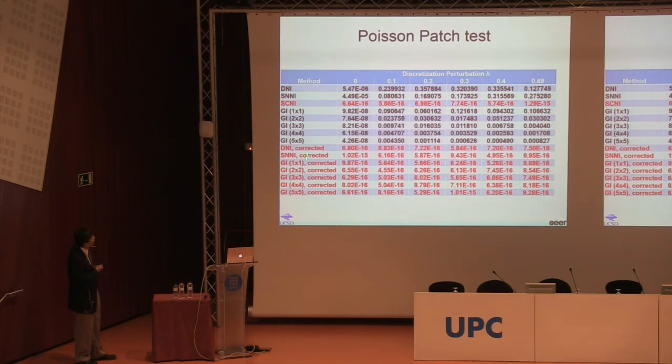The ones with red color are the ones that pass the linear patch test. For example, SCNI, we know that because this one satisfies the divergence condition, by itself it passes the linear patch test for any random point distribution. Whereas direct nodal integration, SNNI, and any Gauss quadrature order, with the correction that I mentioned, can assure you to pass the linear patch test.